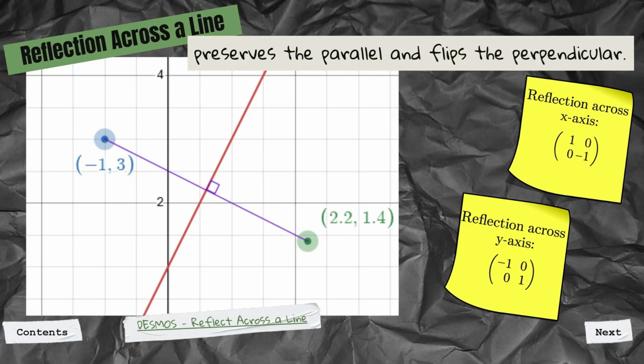Reflections are one of the clearest examples of how geometry and linear algebra line up. A reflection preserves the part of the vector that lies parallel to the mirror and flips the part that points perpendicular to it. That idea holds no matter what line or plane we're reflecting across. This example emphasizes that reflections aren't limited to the x or y axis. Any line in the plane can act as a mirror.